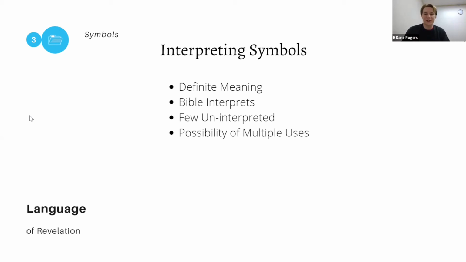Symbols are given with a definite meaning in mind. They are not vague to the writer. The writer will have some sort of an idea, but it's perhaps difficult to communicate with the linguistic restrictions in that culture. Oftentimes, Paul will say that he is writing in a human sense for us to understand. This isn't saying that he's inhuman, but it's saying that the understanding he's come to through the Holy Spirit is difficult to put into human language.